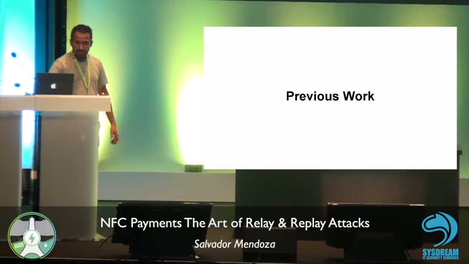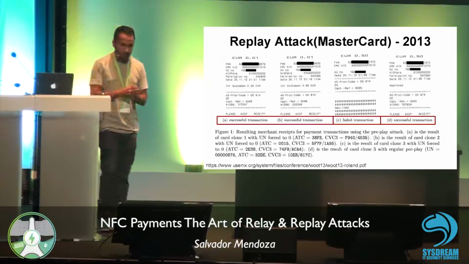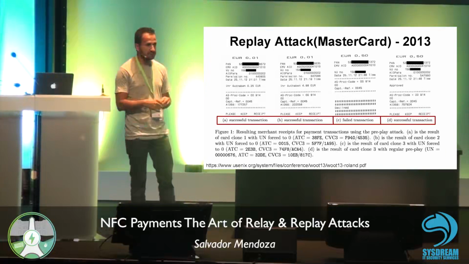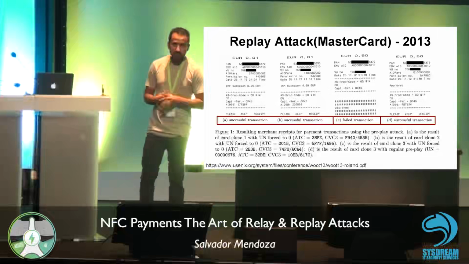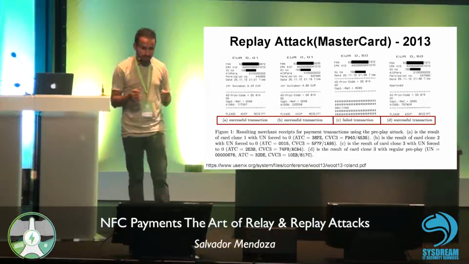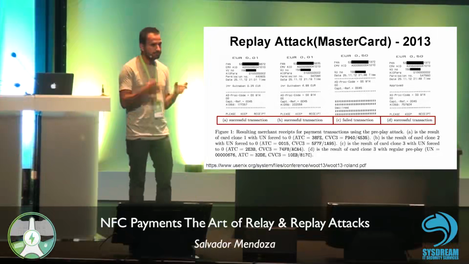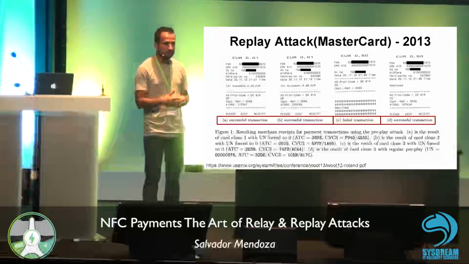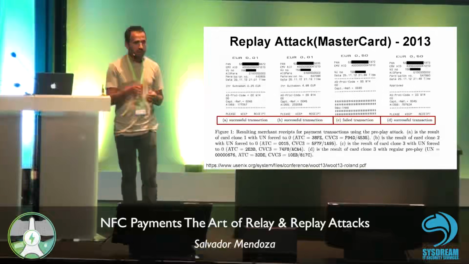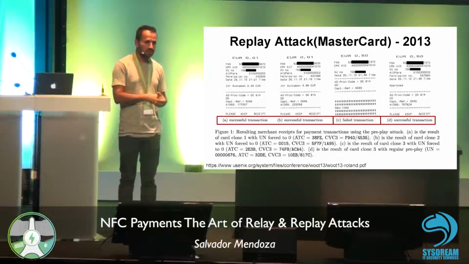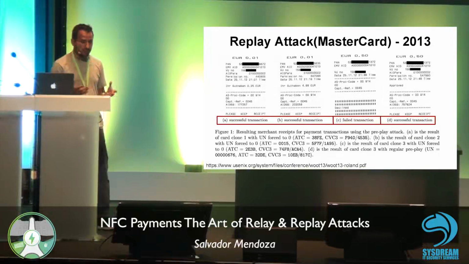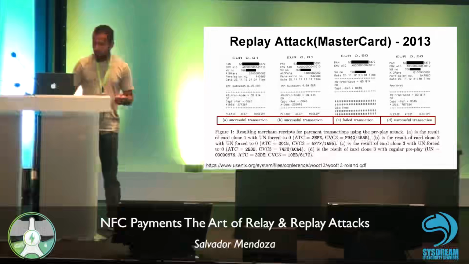A little bit about the previous work. Let's talk a little bit about Michael Roland. He presented a replay attack on MasterCard in 2013. Basically, what he showed was that he was able to, not guess, but brute force the CVC3, implementing the unpredictable number, putting in 0. So he was able to do it that way. For 4 transactions, 3 of them were successful, which is pretty cool.